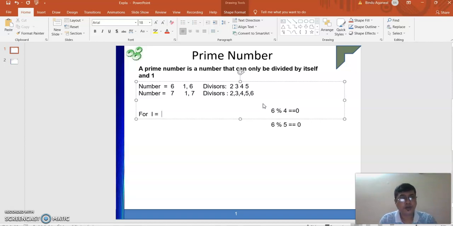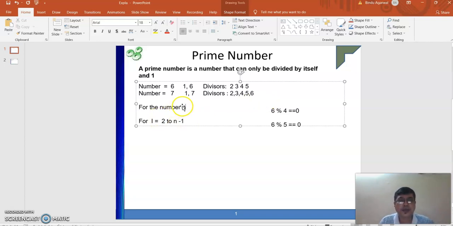So we just need to check, starting not from 1 but from 2 to n minus 1, where n is the number, to check whether it is prime or not. We start dividing the number from 2 to n minus 1. Now if n is 2 itself, we have only two divisors, 1 and 2, so we know that 2 is also a prime number.